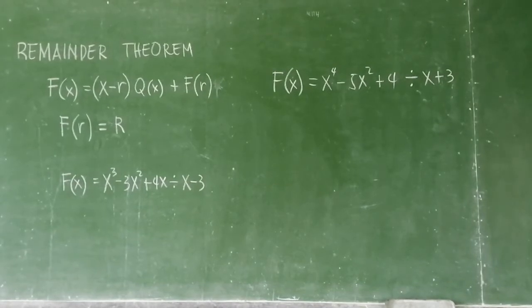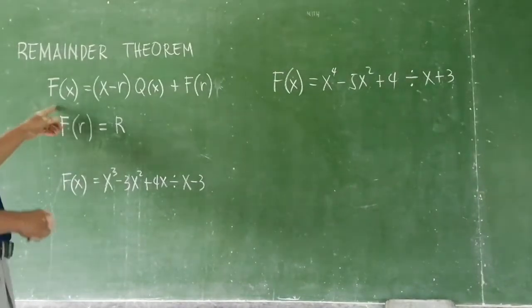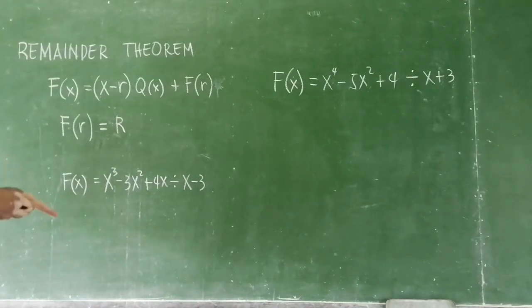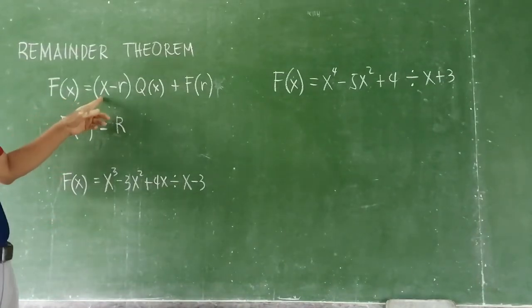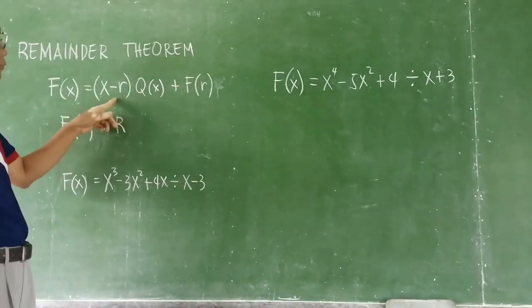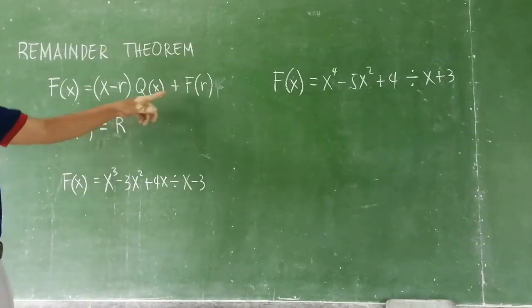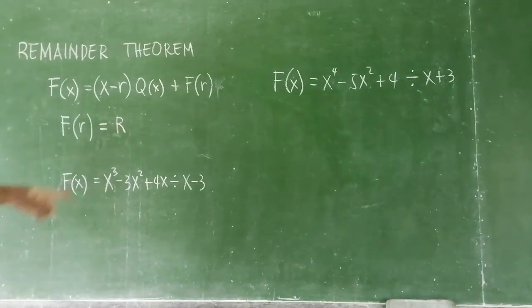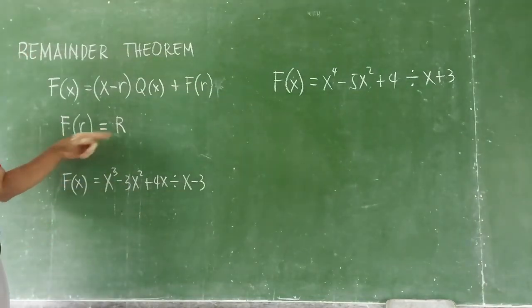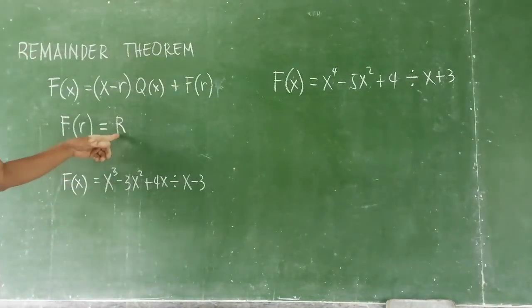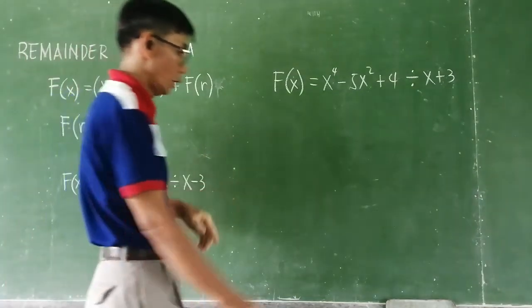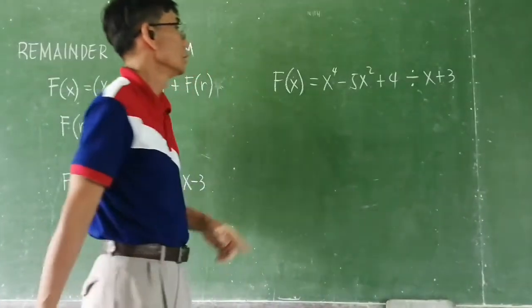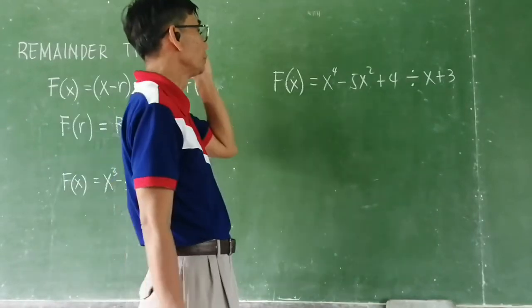So if we have a polynomial function f of x and it is divided by x minus r, we have a quotient plus f of r, that will be the remainder. So f of r is equal to the remainder. Now, shall we evaluate this using synthetic division?